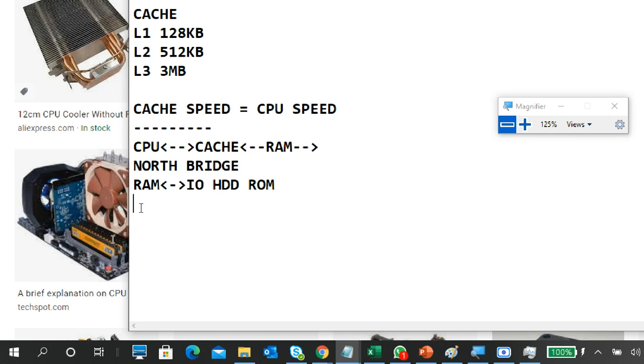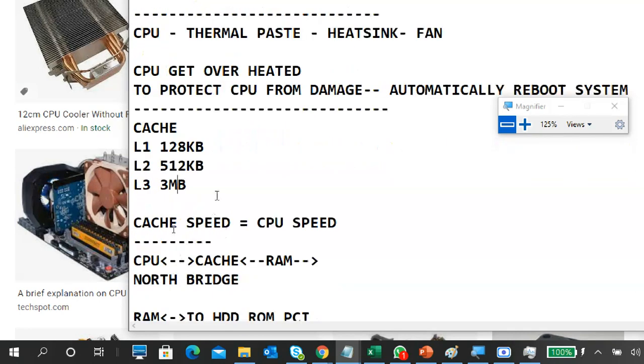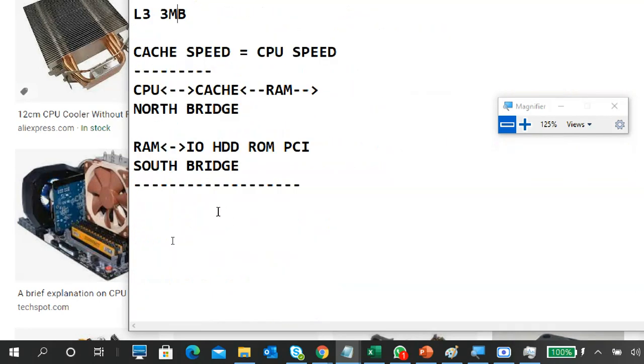And RAM's communication to other devices, like PCI, PCIe, other communications, goes through South Bridge only. So this is how it communicates. I think you understand the cache memory. The more the cache memory, the faster it will work. So this is about your CPU.